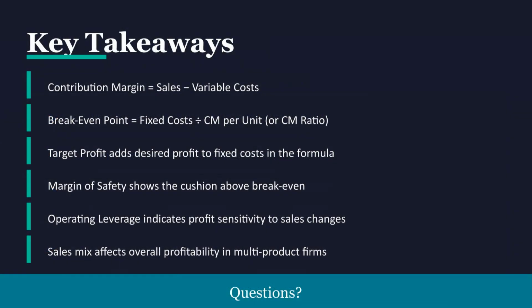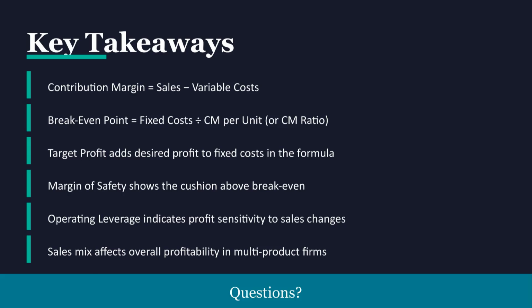Wrapping up our investigation, we highlight key takeaways: contribution margin, break-even point, target profit, margin of safety, operating leverage, and sales mix. Each concept is crucial, providing a framework for budgeting, pricing, and strategic planning. CVP analysis gives managers the ability to answer what-if questions before committing resources.